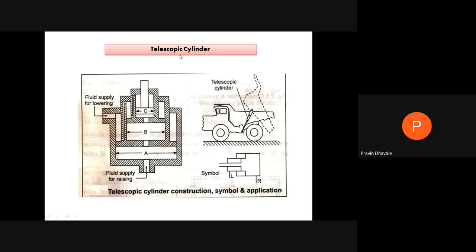Telescopic cylinder, it is mainly used in a truck, right? Dumping trucks, right?